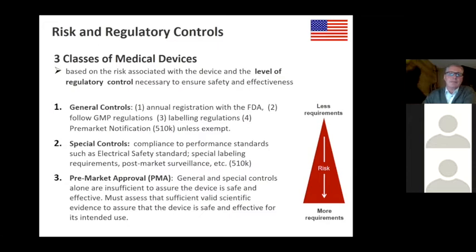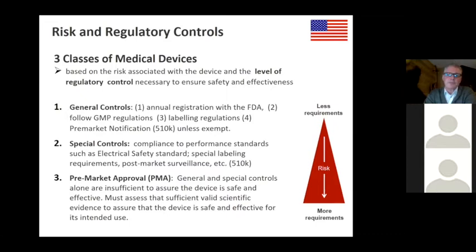There are 3 different classes of medical devices, and those are based on the different levels of regulatory control, which include, first, general controls. Those require an annual registration with the FDA by the manufacturer. That manufacturer follows good manufacturing practice regulations, that labeling regulations are followed for the product, and that a pre-market notification is filed unless it is considered exempt.